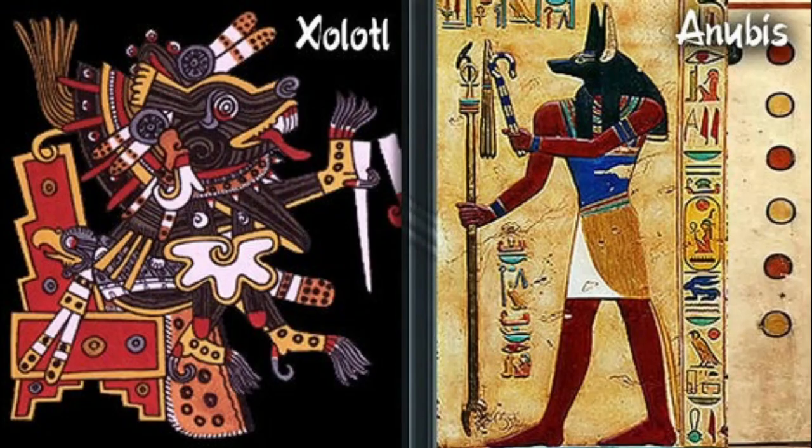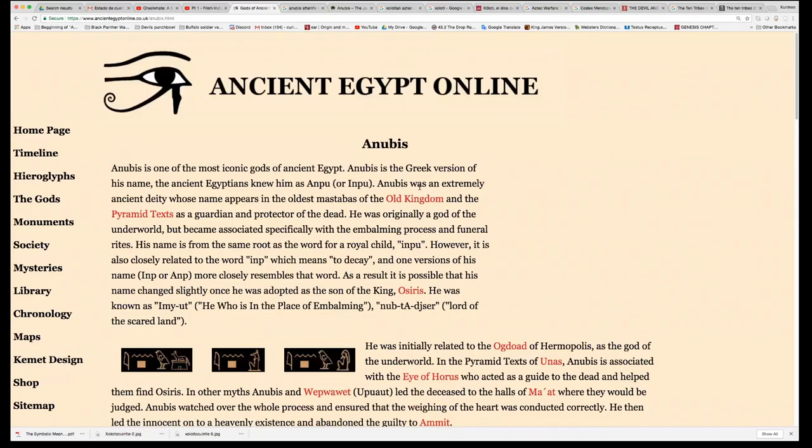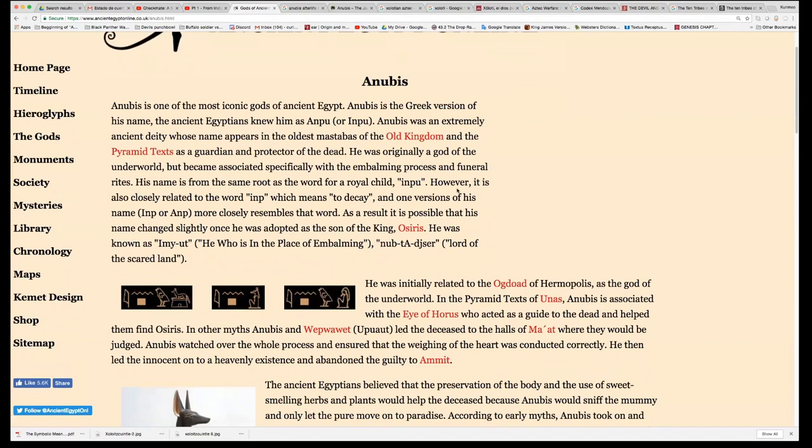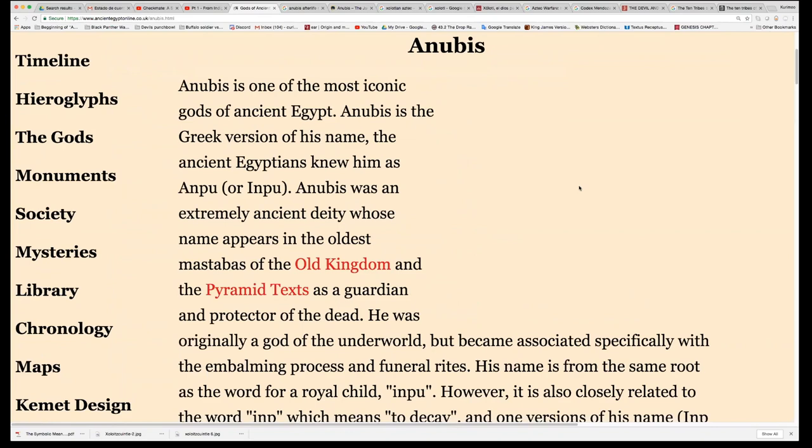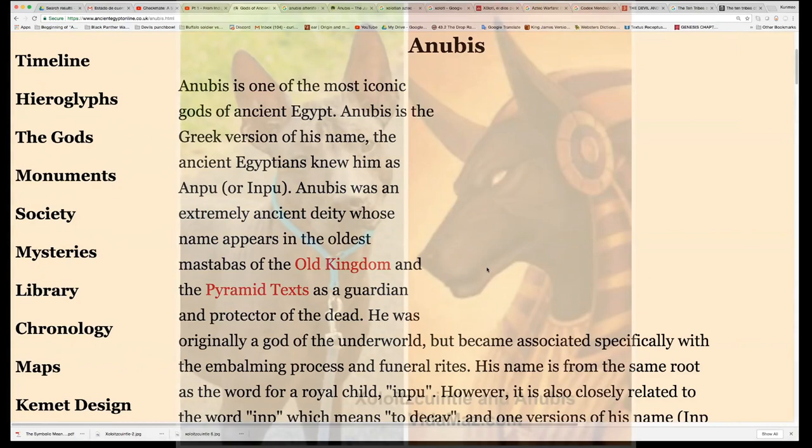Ancient Egypt Online. Anubis is one of the most iconic gods of ancient Egypt. Anubis is the Greek version of his name. The ancient Egyptians knew him as Anpu or Inpu. Anubis was an extremely ancient deity whose name appears in the oldest mastabas of the Old Kingdom and the pyramid texts as a guardian and protector of the dead.